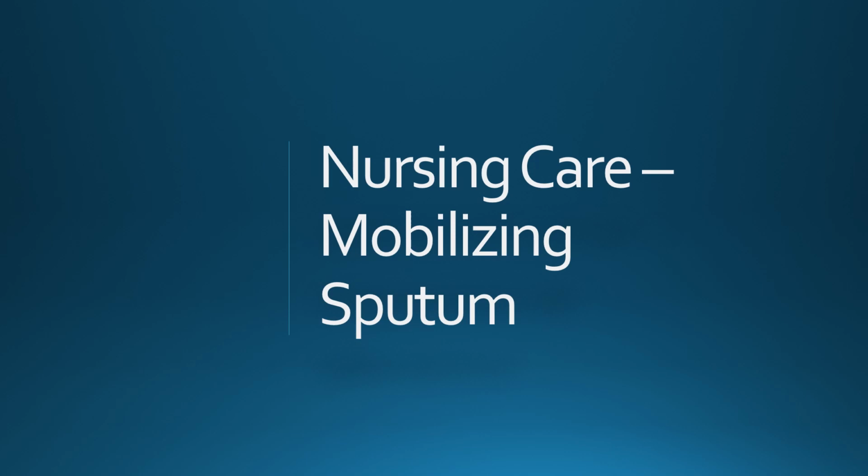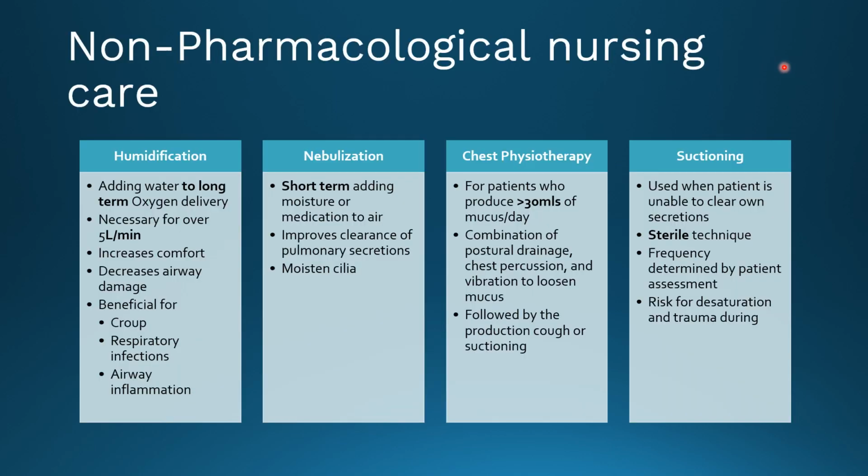Excess sputum can cause some compromise of a patient's airway. So as a nurse, we need to learn how to mobilize that sputum, or how to loosen up that sputum, so a patient is able to expel it on their own. Some non-pharmacological ways that we can help mobilize or decrease the thickness of the sputum are through these four things.